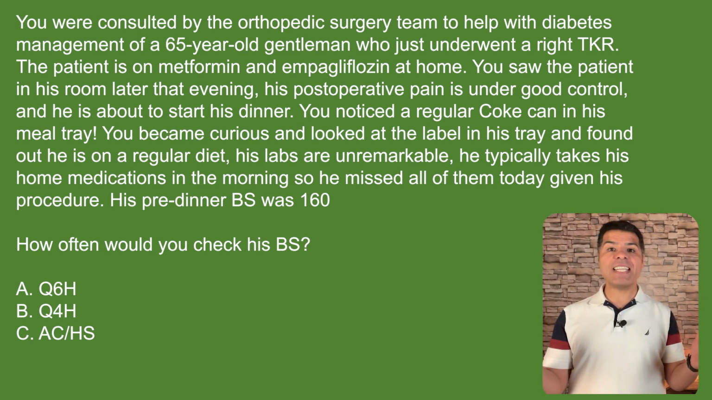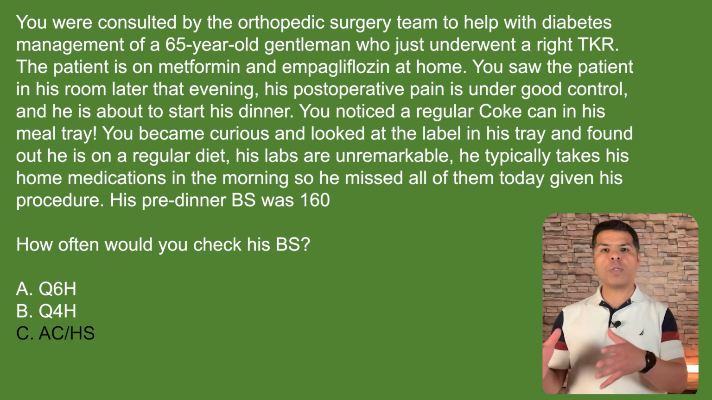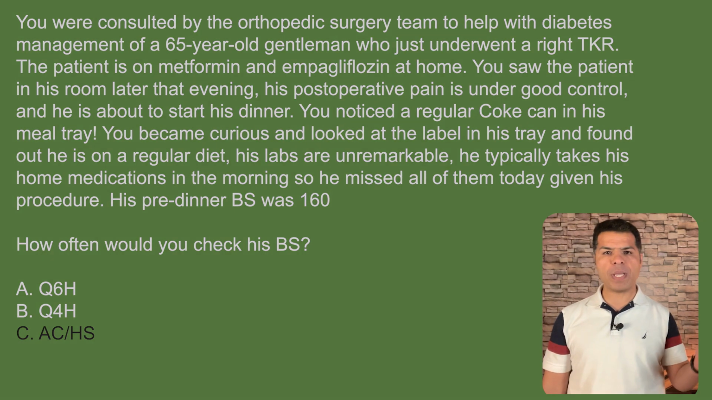The patient is eating and blood sugar is stable, so ACHS is appropriate. Q4 hours or Q6 hours checks is used if the patient is NPO or on tube feeds or on TPN.